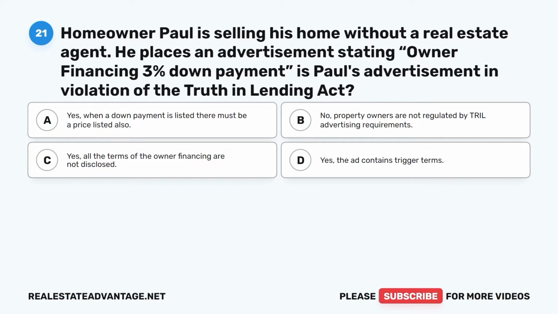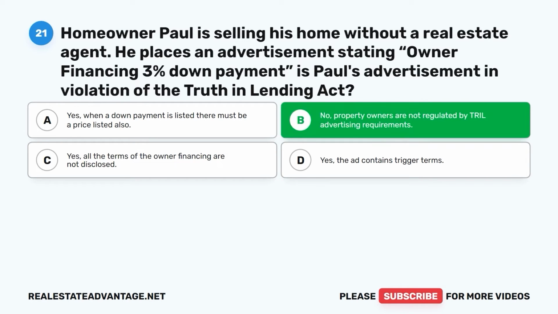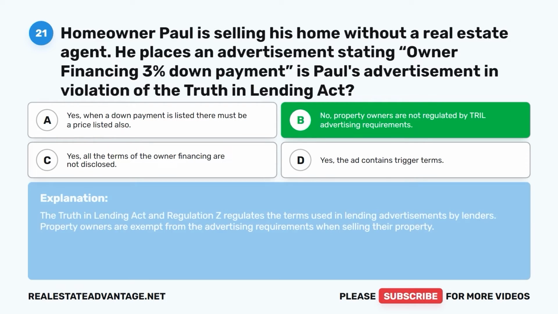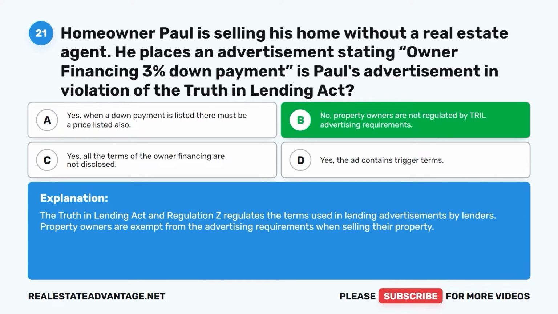The correct answer is B. No, property owners are not regulated by TILA advertising requirements. The Truth in Lending Act and Regulation Z regulates the terms used in lending advertisements by lenders. Property owners are exempt from the advertising requirements when selling their property.